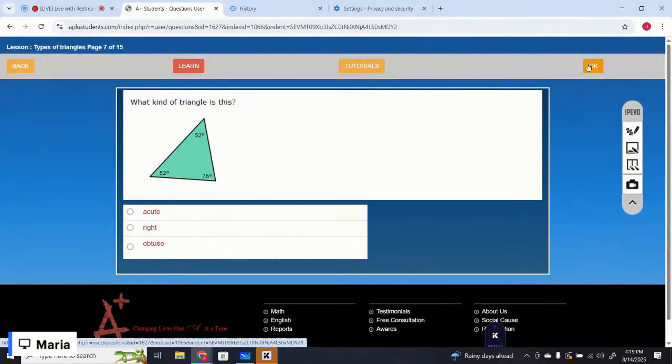What kind of triangle is this? 52 degrees, 52 degrees, and 76 degrees. That is the acute triangle because all the angles are less than 90 degrees.